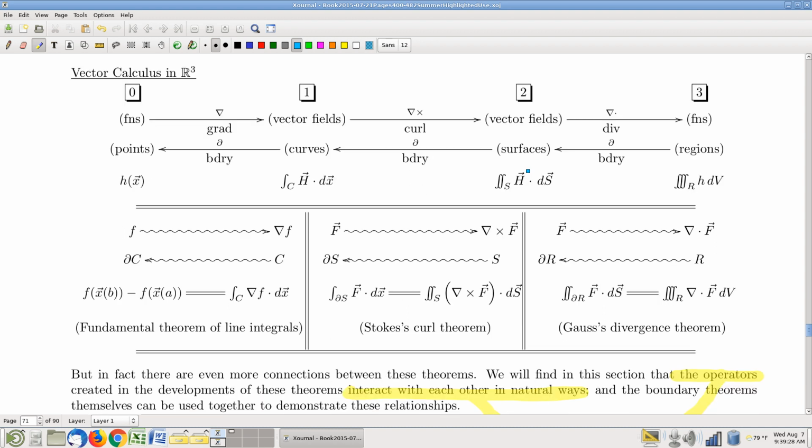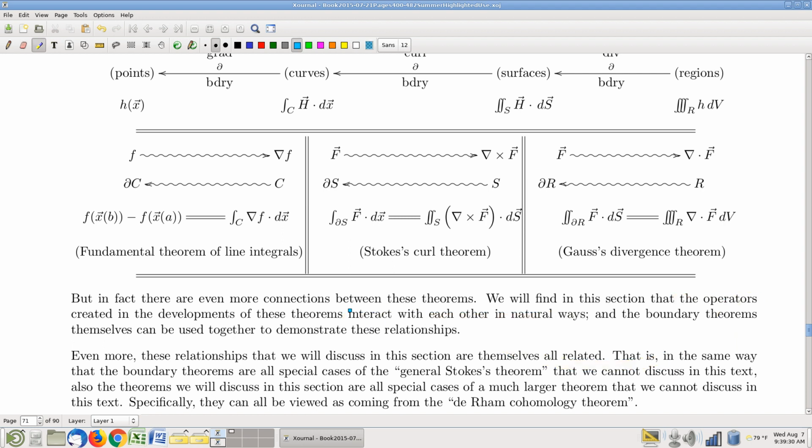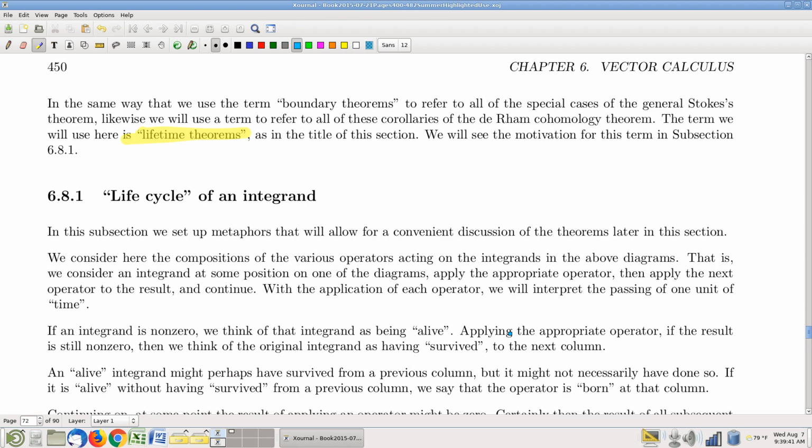So that's what this section's about. I want to talk about the way these operators interact with each other. This is what I'm going to introduce with a metaphor. Again, this is a silly metaphor. I'm going to create something called a life cycle of an integrand. I'm not going to say this many more times, but I want to emphasize, this is silly. Don't take this too seriously. Nothing that we're about to discuss is actually alive, but I think the metaphor is really convenient and really nice.